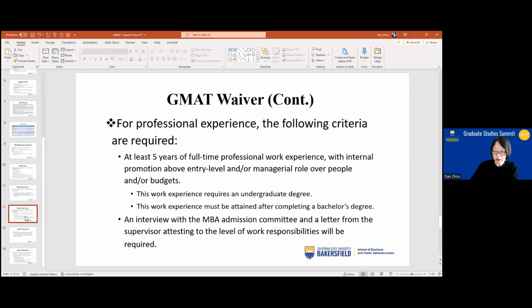You receive your bachelor degree, and then you went on to work full time for professional working experience. So at least 5 years of full-time professional work experience, in addition with internal promotion above entry level and/or a managerial role over people and/or budgets. This work experience requires an undergraduate degree, and this 5-year experience must be attained after completing the bachelor degree. Then we also require an interview with the MBA admission committee, and also a letter from the supervisor.